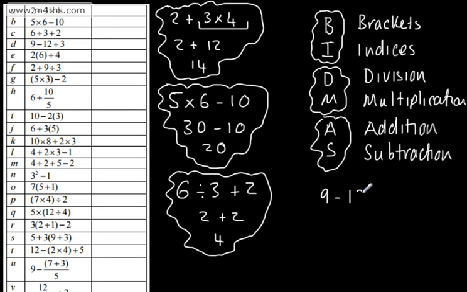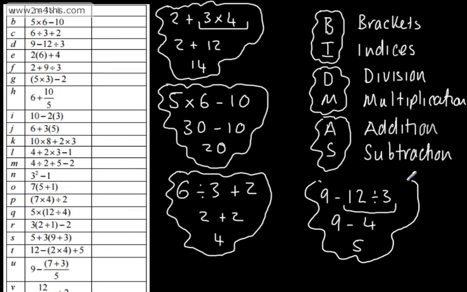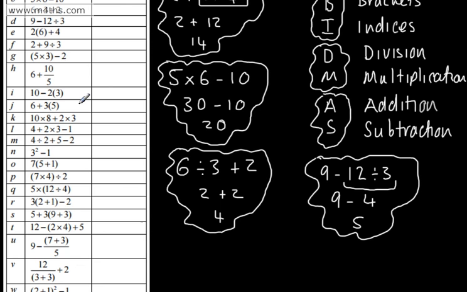9 subtract 12 divided by 3. We've got subtraction and division. We need to do the division first. So it's going to be now this division here. 12 divided by 3 is going to be 4. 9 minus 4 is 5. So that would be a 1 to 2 mark exam question. If it was 2 marks, we show our workings.